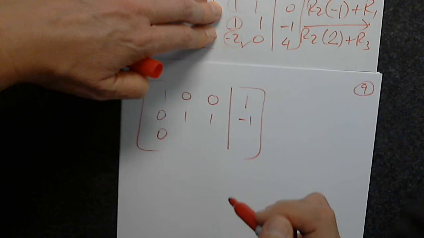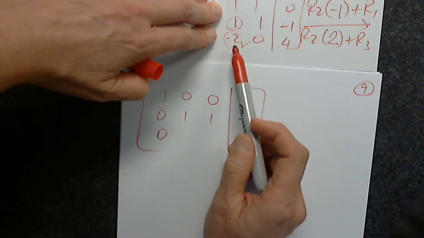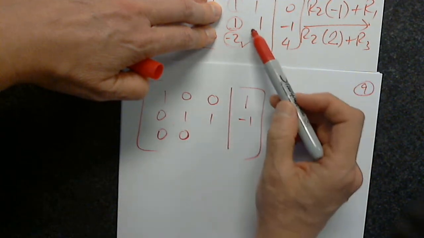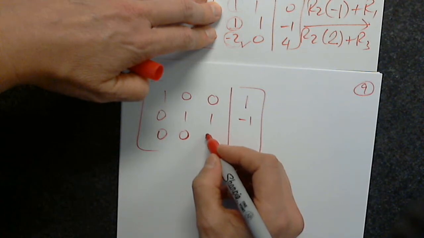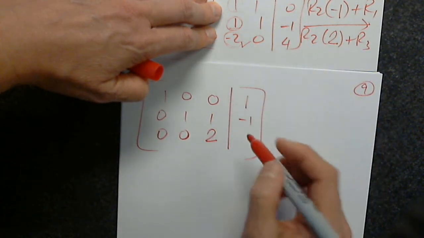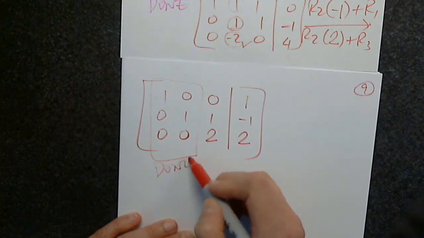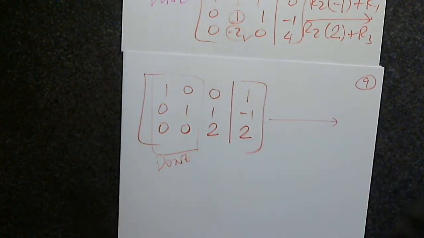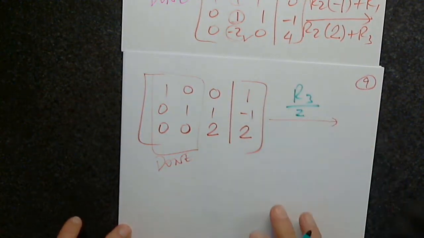Very good. Is that clear? 1 times 2 minus 2. Excellent. 1 times 2 plus 0. Very good. -1 times 2 plus 4. Excellent. So now all these are done. Where am I now and what am I doing? 2 in the third. Yes, so I have row 3 to divide by 2.